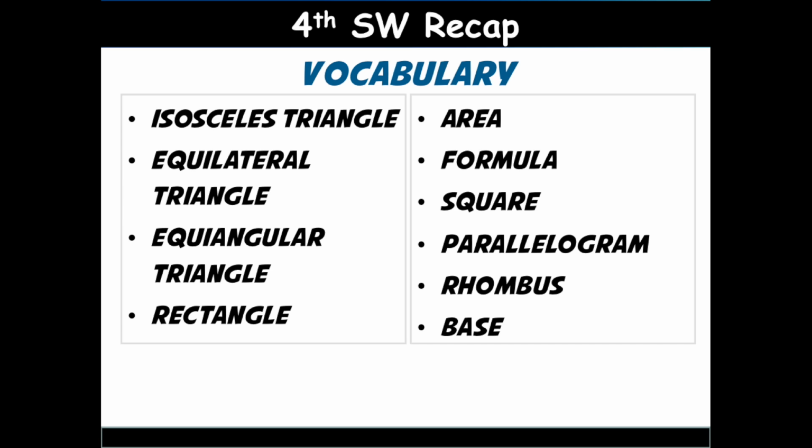Other words included isosceles triangle, equilateral triangle, equiangular triangle, rectangle, area, formula, square, parallelogram, rhombus, and base. And there's just a few more coming up.